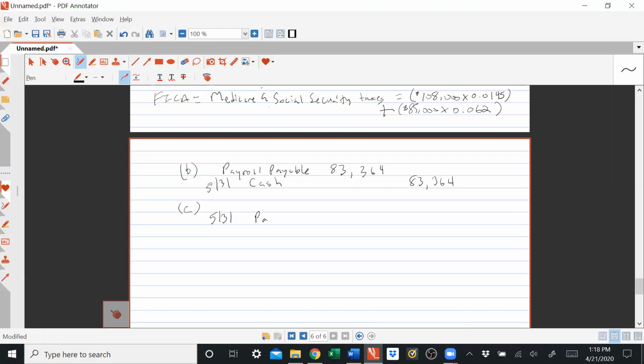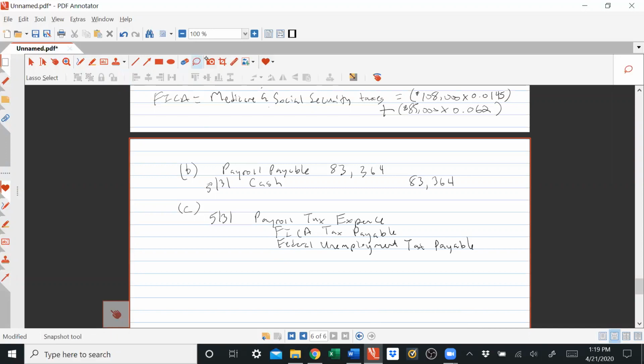So we would just debit payroll tax expense, like I had said earlier. Credit, we owe an amount to the government for FICA, and we owe an amount to the government for unemployment taxes. And then state unemployment tax payable. We owe federal and state.